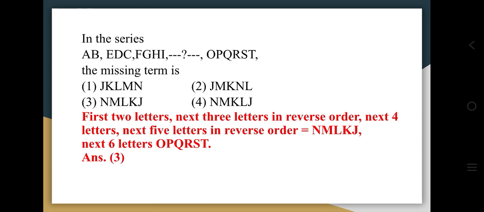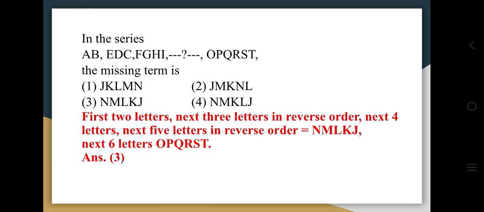In the series AB, EDC, FGHI, question mark, OPQRST. The missing term, yes. So we can easily observe that first two letters AB, next three letters C, D, E, but in reverse order. Then four letters after E, F, G, H, I in the same order.